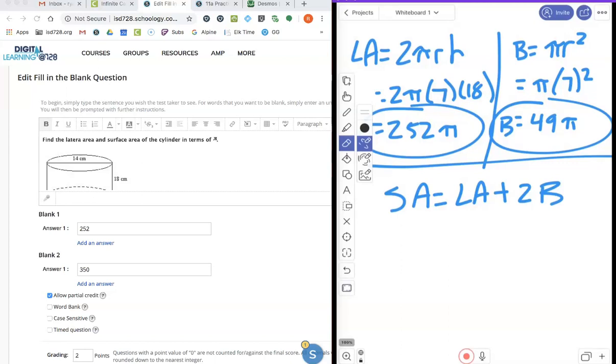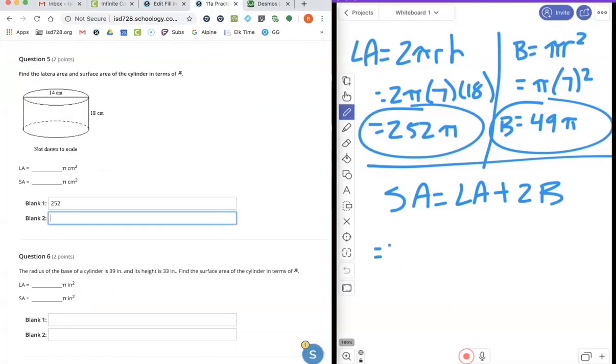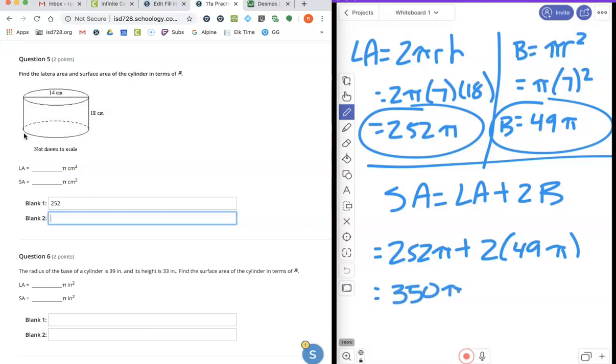So we're ready to get our final answer. We have 252 pi. There's 2 bases that are 49 pi each. If you do 2 times 49, you get 98, plus 252 is 350 pi square centimeters. So that's going to be our surface area, 350.